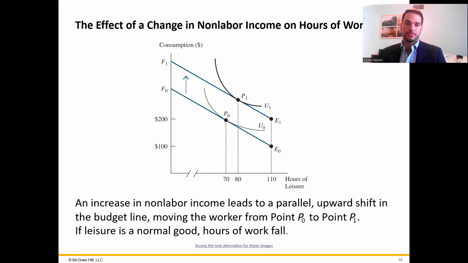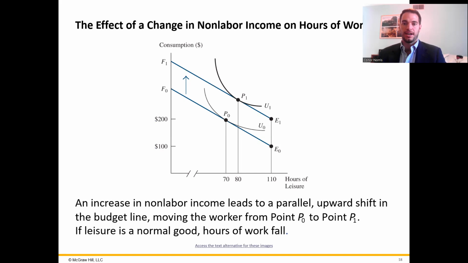So it could be, in this case, we're shifting upwards. We're increasing the endowment points, or the amount of non-labor income. Let's say someone invested in NVIDIA 10 years ago or Apple 40 years ago. Could be a sudden inheritance, or it could be winning the lottery, or maybe it's some kind of bonus at work. Whatever it is, it's a one-time payment that's not contingent on the hours worked.